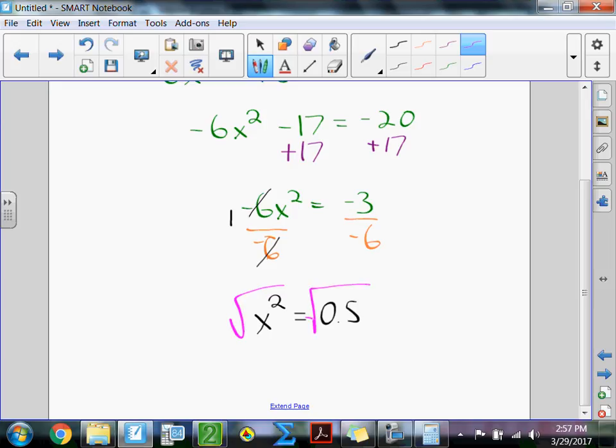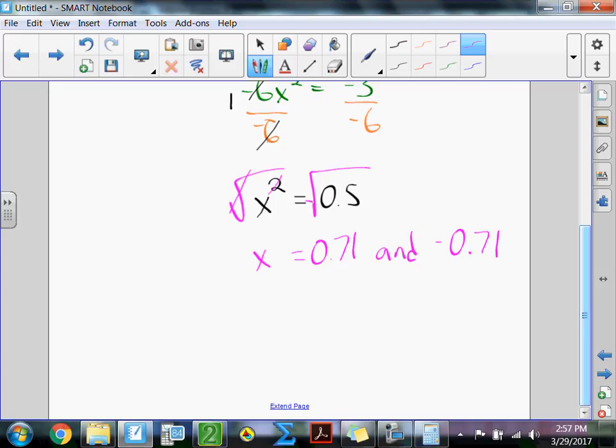So the square root of x squared is x. The square root of 0.5 is 0.71 and negative 0.71. Remember, your calculator will not give you the positive and the negative. We said in class that there are usually two answers. Think about all those graphs we did. There are two intersection points, two x-intercepts.